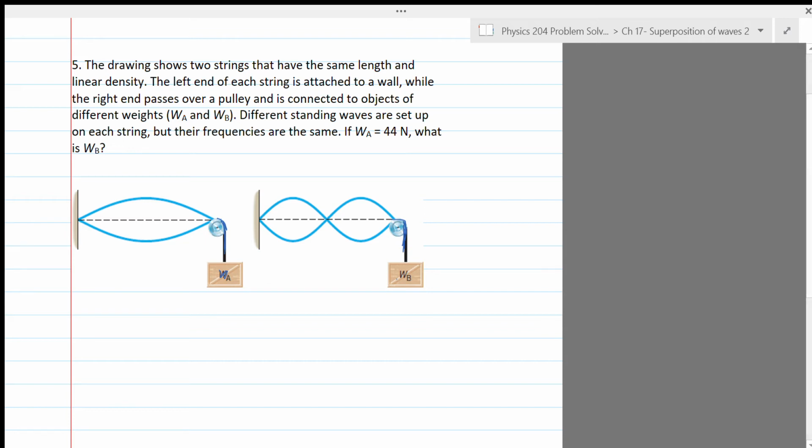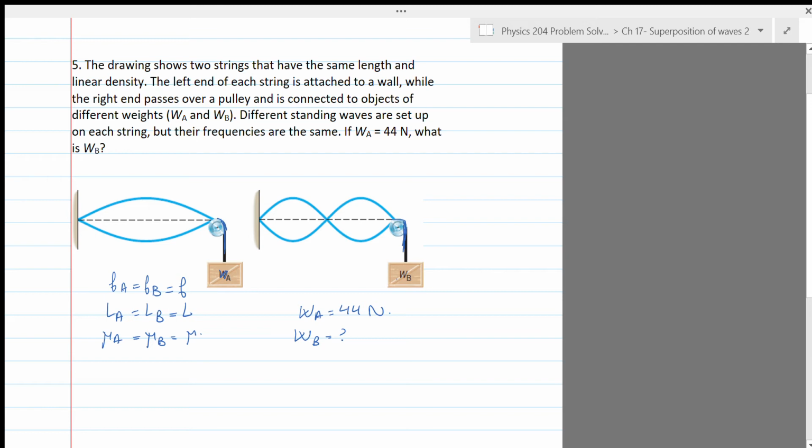Different standing waves are set up on each string, but their frequencies are the same. So we have the same frequency so far, the same length, and the same linear density of these strings as well. If WA is equal to 44 newtons, what is the value of WB?